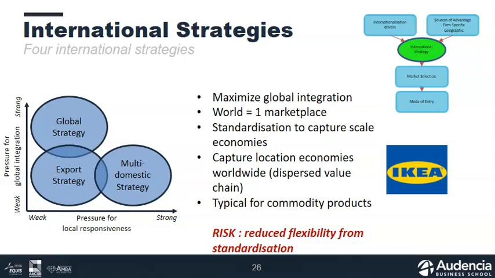The risk of this globalization strategy, this global strategy, is reduced flexibility from standardization. I've standardized everything. What happens if I want to meet a specific demand in a local market? Well, I can't. Now, IKEA is starting to adapt its offer a little bit to local market pressures. They have to. At some point, if you start to lose customers, you have to adapt. But the true global strategy, that's not what it is. It's towards more standardization. Pardon me.